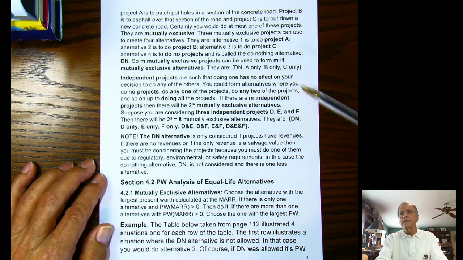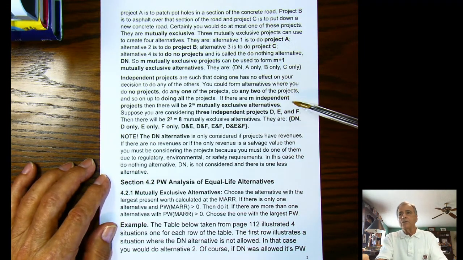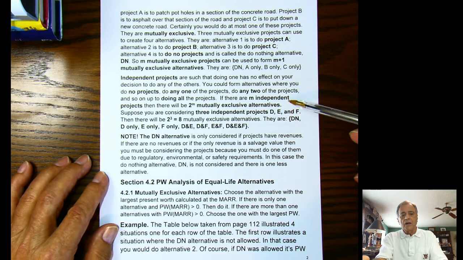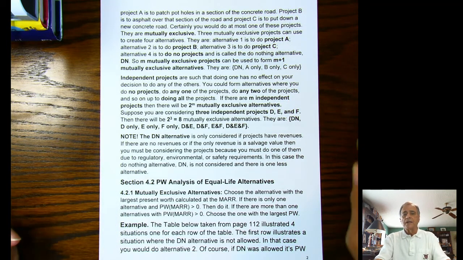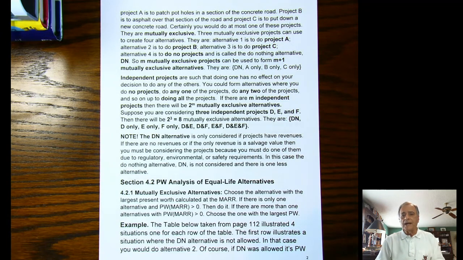The next case I'm going to discuss is where the projects are independent of one another. This means that your decision about one of the projects has no bearing on your decision about the other projects. So these are 3 totally different projects. They could be in different areas of your company, and if one of them is good and another one is good, you could do both of them.